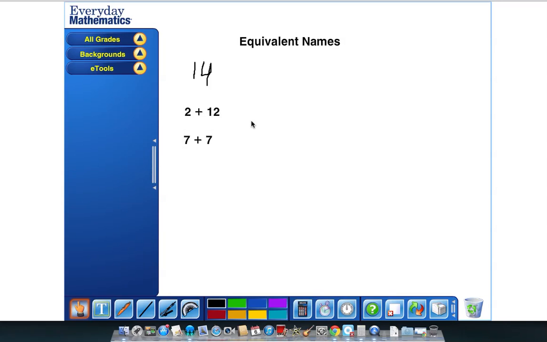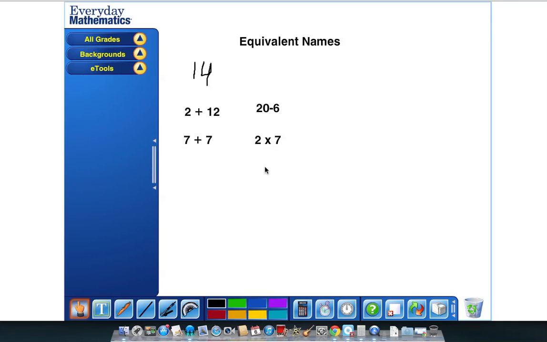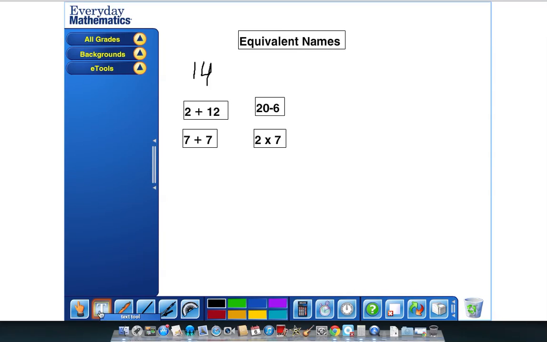Oh, I know another one. How about 20 minus, not 6, yes, 6. See, even Mrs. MacPhail has to think once in a while. 20 minus 6 is 14. Ooh, I have another good one. How about a multiplication one? 2 times 7, that equals 14.